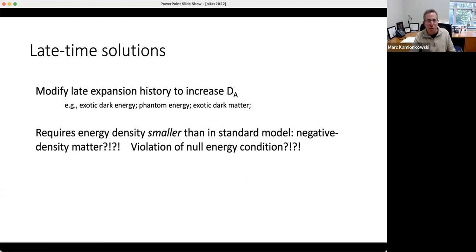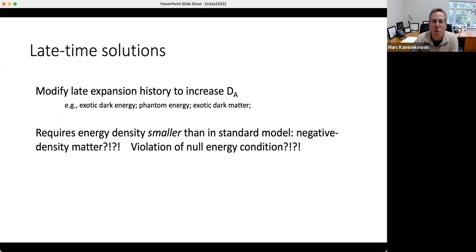So you can do this by introducing some type of late time dark energy in which the energy density is actually increasing with time. So if this sounds like we are creating energy out of nothing and makes you uncomfortable, that is in fact true. General relativists would say this is a violation of the null energy condition, which is general relativistic ease for saying that you're creating energy out of the vacuum, which nobody likes.